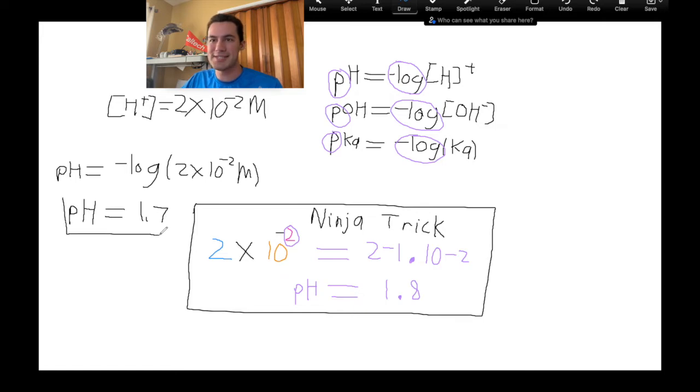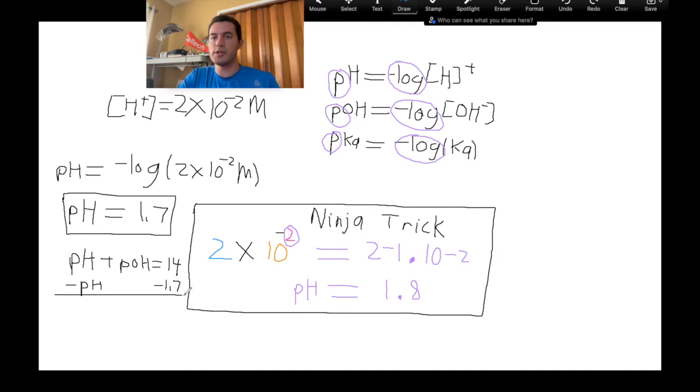Now, we're not entirely done yet because we need to figure out the pOH. Luckily, the formula for that is very easy because pH plus pOH equals 14. So what we need to do to get the pOH is subtract the pH from both sides, like so. I'm going to put minus 1.7 because that's what the pH is equal to. So if we take 14 minus 1.7, we end up getting a pOH of 12.3.